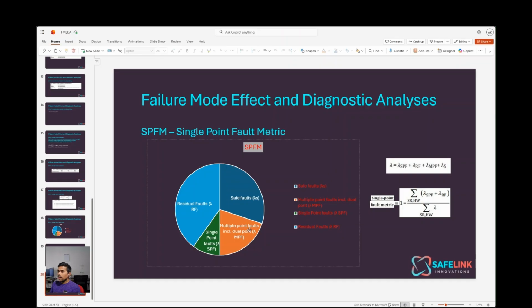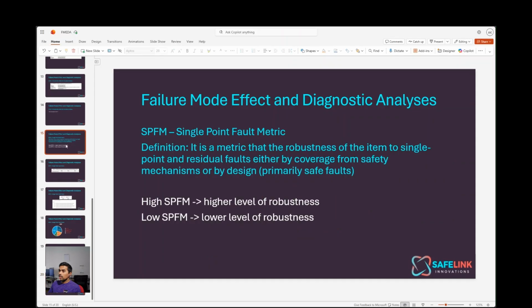So the SPFM, if we go back to the definition, is a metric that defines the robustness of an item to single point or residual faults. The higher the SPFM, the better my system is at rejecting a safety critical failure. The lower the SPFM, it means there are a lot more failures in my system that can lead to a safety goal violation.